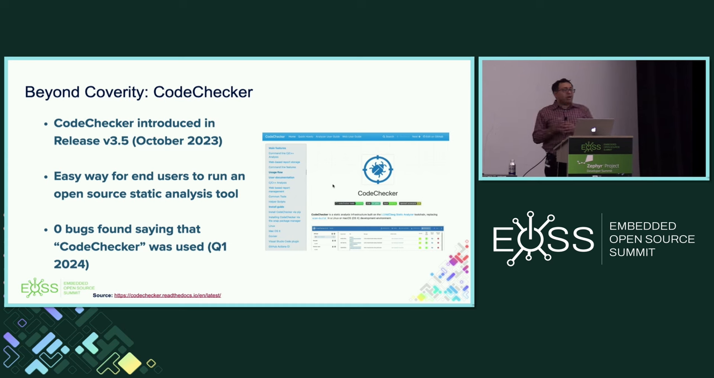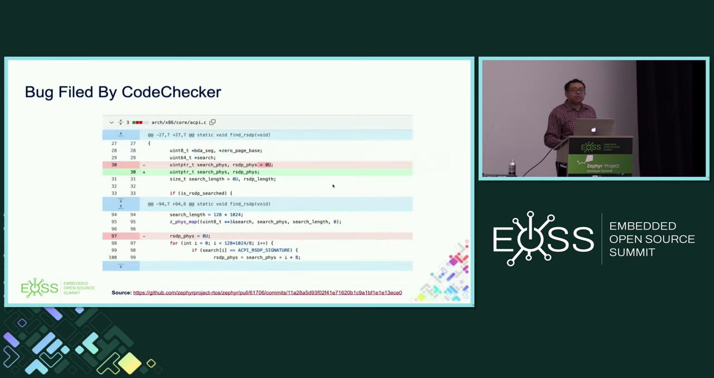Now let's look beyond Coverity. There's a code checker I mentioned that was introduced in release 3.5. We spoke with the maintainers. We understood that this is not used in the CI/CD pipeline, but only used by the end users. It's basically an openly available tool that the maintainers make available to end users so that they can run the scans themselves. And so it does not find much. Zero bugs were found with Code Checker being used.